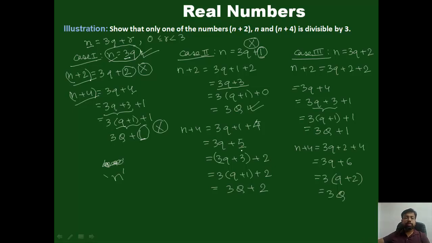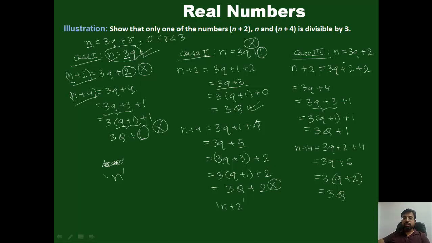Again, we cannot apply the Euclid's division lemma here because r is greater than the divisor. So you have to transform it into a form such that the remainder comes out to be less than the divisor 3. You go on doing it and you get the remainder as 2, which is less than 3, and the standard form is 3q plus 2. Again, the remainder is not equal to 0, hence this is also not divisible by 3. Hence in this case where n is equal to 3q plus 1, only n plus 2 turns out to be divisible by 3 out of the 3 numbers.